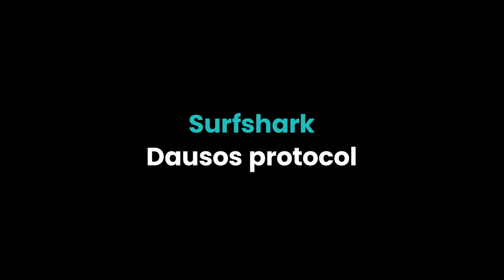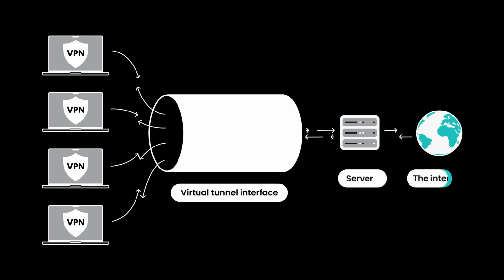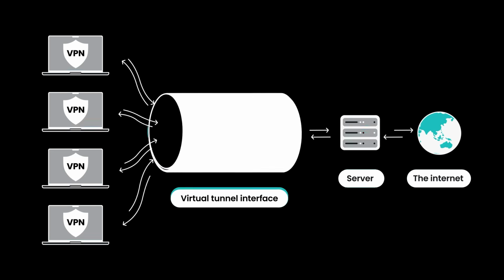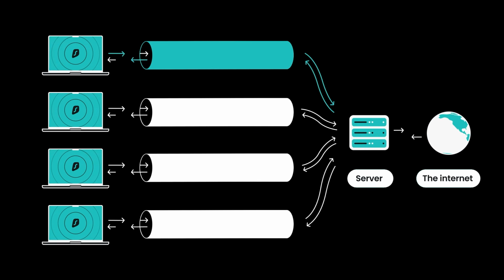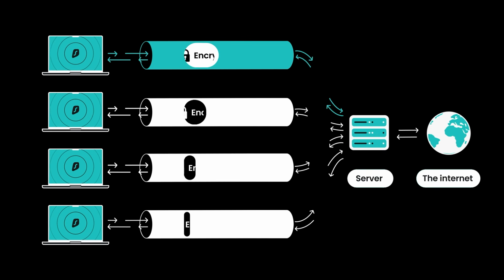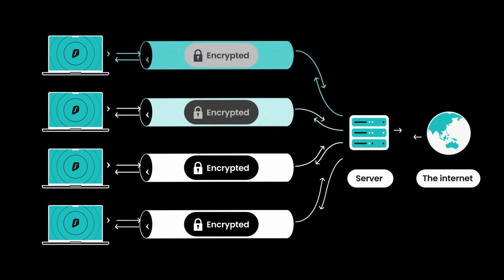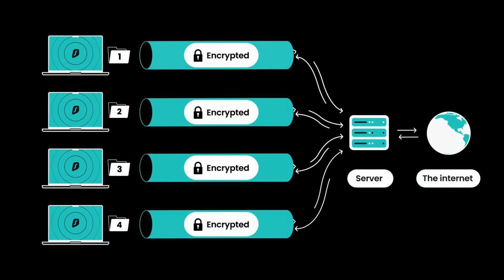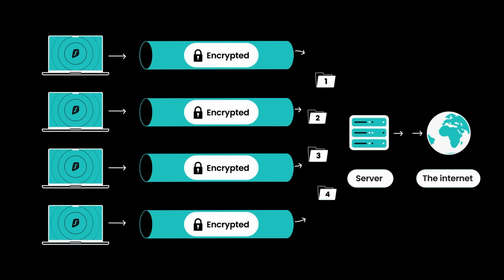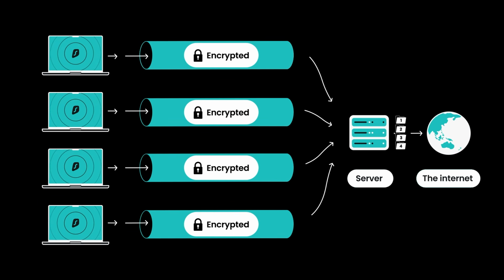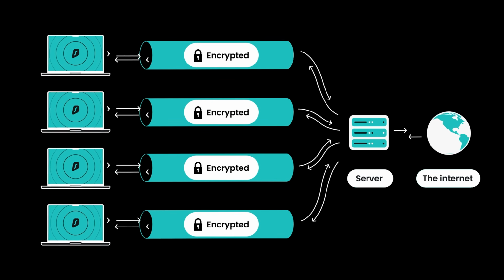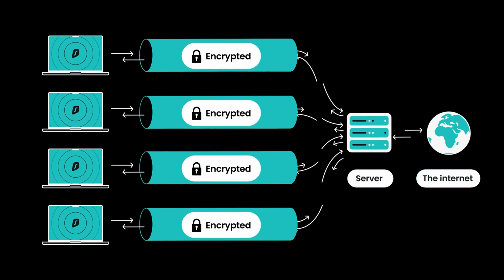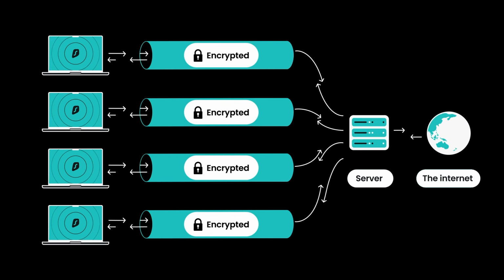What we changed: dedicated per-user tunnels. Our own Dausos protocol changes the architecture. Instead of consolidating user traffic through a shared tunnel interface, each user is provided with a dedicated private data tunnel. That means your encrypted traffic path is logically isolated. Your packets are not processed alongside other users' traffic inside the same tunnel structure. Your connection is optimized for your device, your network conditions, and the way traffic is handled on the server side.